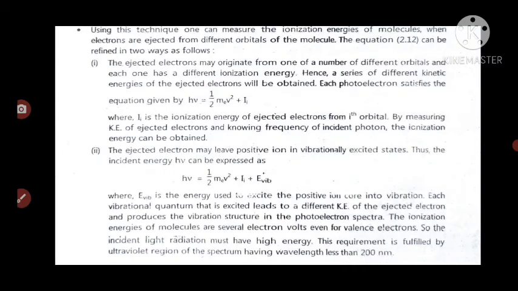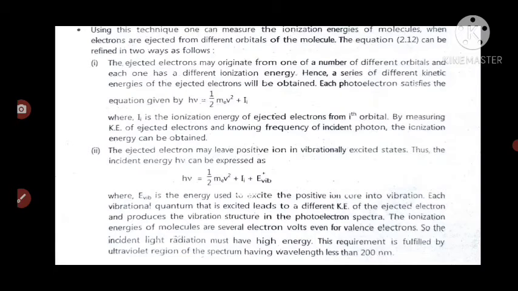Using this technique, we can measure the ionization energy of the molecule. When we calculate the ionization energy of the molecule, the electrons are ejected from the different orbitals of the molecule.